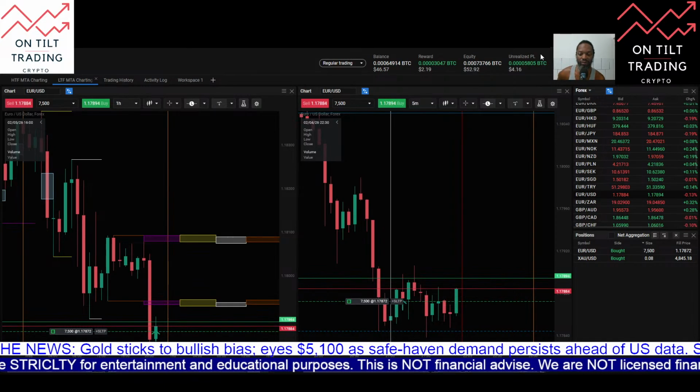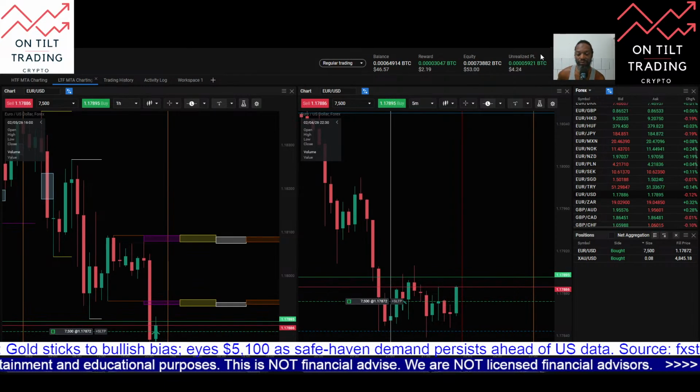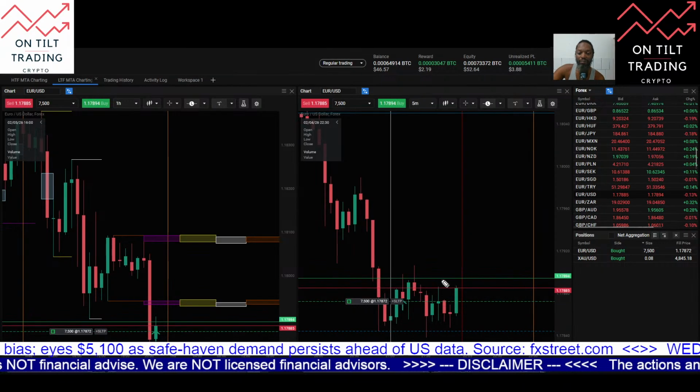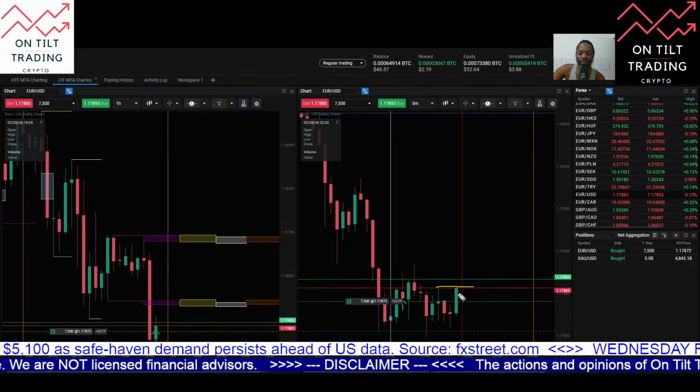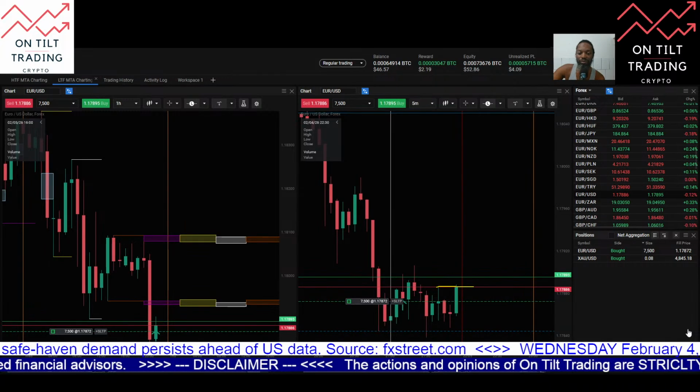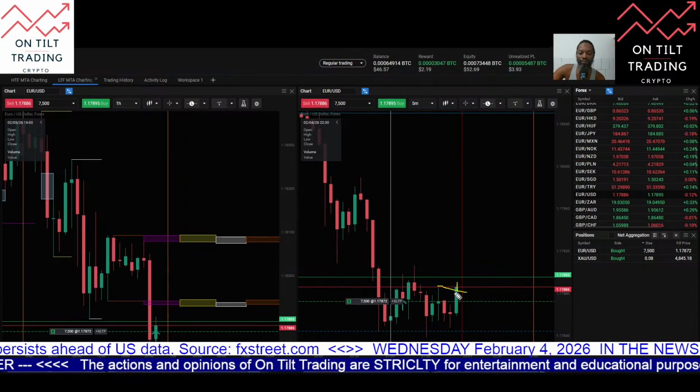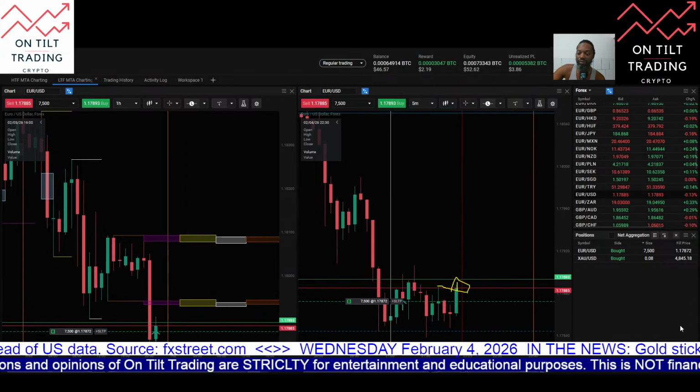Seeing some strong buy side delivery here. We'll see if there's continuation. Currently price appearing to put in a market structure shift, or at least there has been a market structure shift with a wick right now. We'll see if there can be a body candle close above this level.